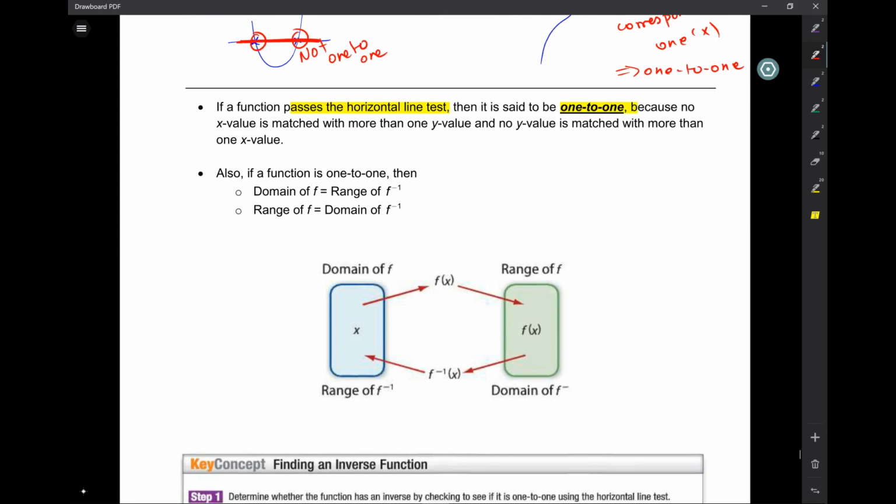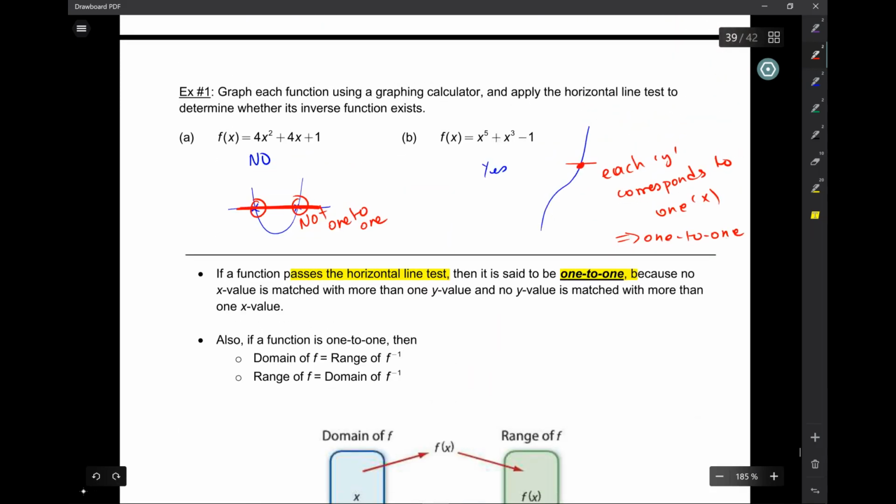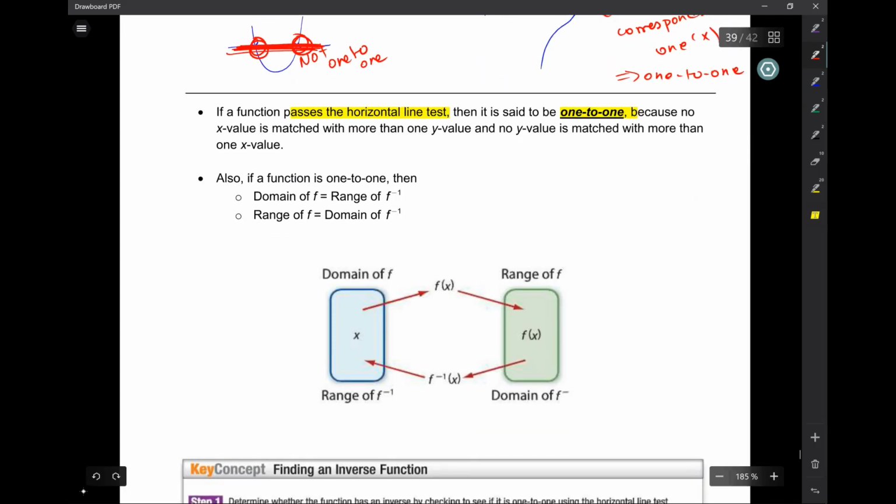I know we see it in Algebra 2, but nobody gets it the first time they see it in Algebra 2, but this is pretty much what it means. If a function is 1-to-1, here's what I mean by 1-to-1. Look at the parabola. This is one value of y, but it corresponds to two values of x. That's not 1-to-1. Here, for each value of y, there is one value of x.